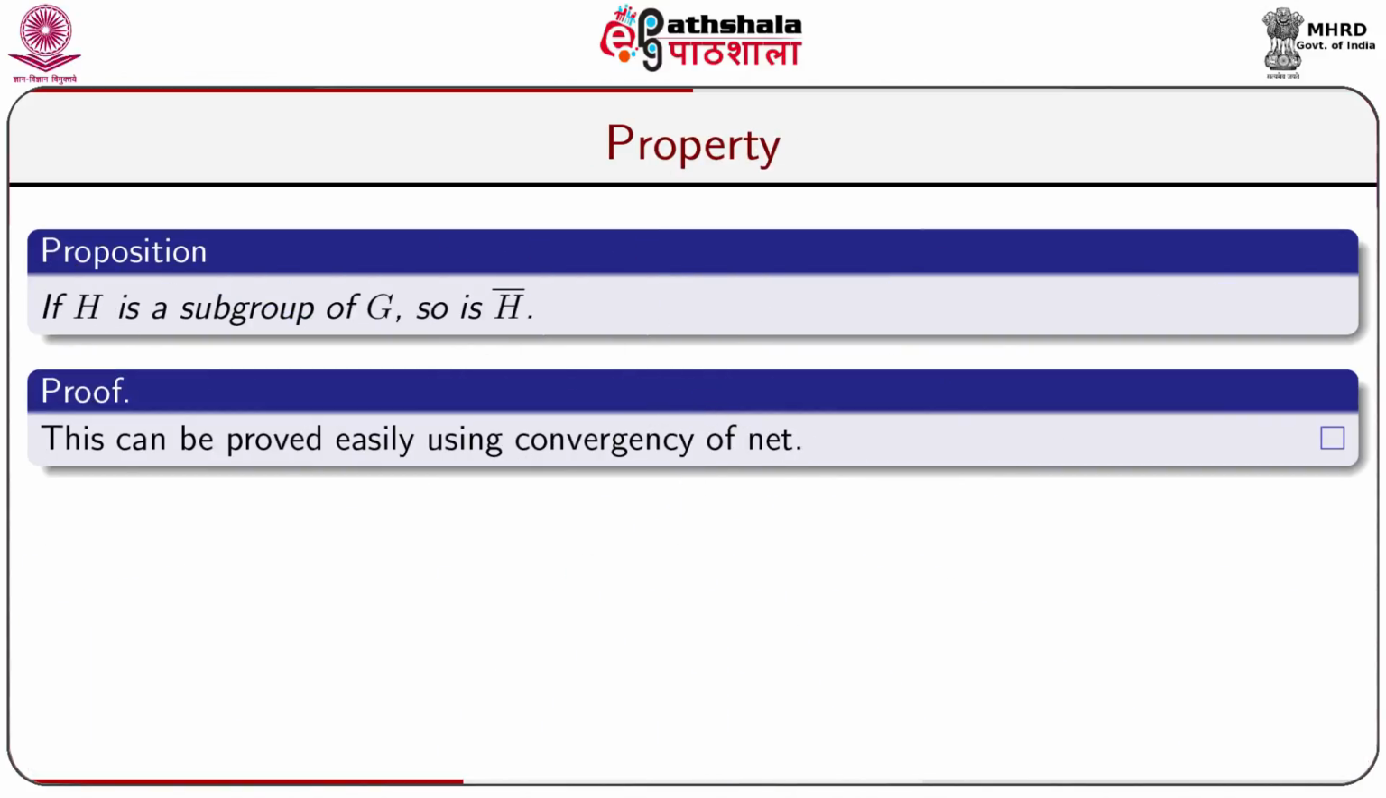This is also an important result about topological groups. If H is a subgroup of G, then so is closure of H. To prove this, one can use the convergence of net. That means one can take a net in capital H which is convergent, and then it is easy to prove that the point of convergence also is in H. Therefore, closure of any subgroup is also a subgroup.